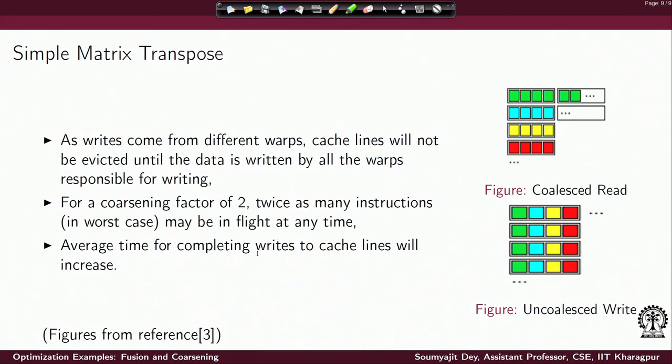It was already high, the average time for the cache line eviction was already high, and since the write time will increase further, because coarsening increases the per thread activity, the coarsening will increase the amount of data to be written to the column. So, we will just go back again. If we coarsen, what happens? Now, we will be reading more data in the coalesced read. And again we will be writing more data inside the single thread.